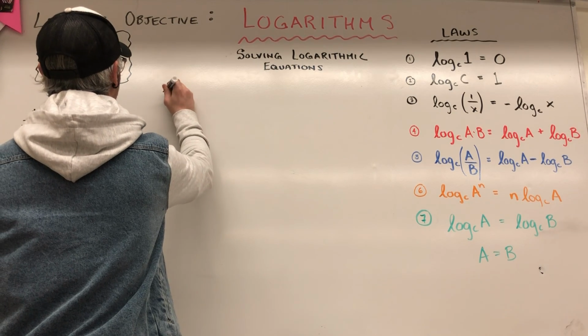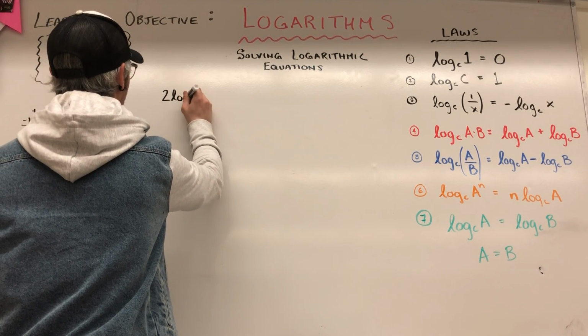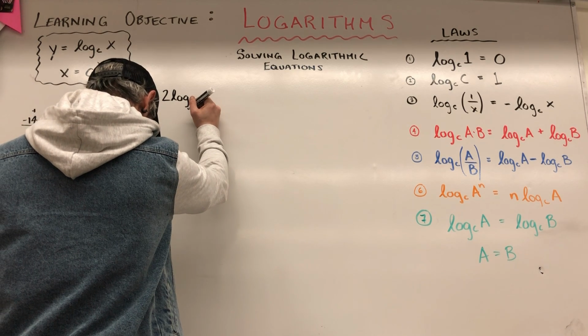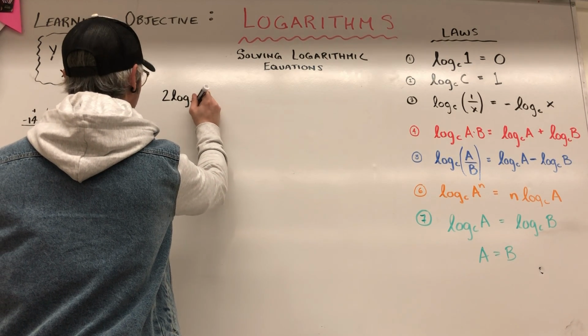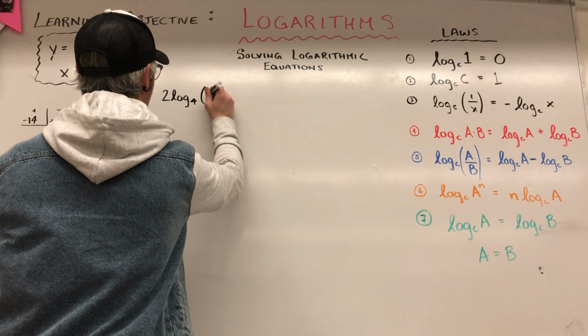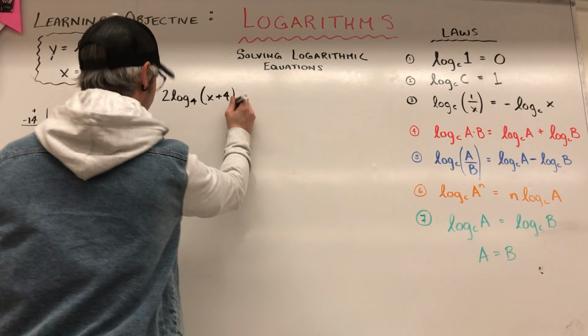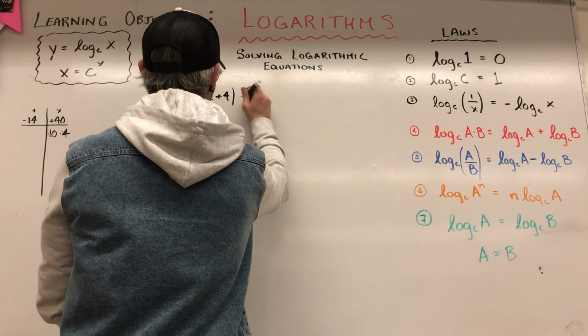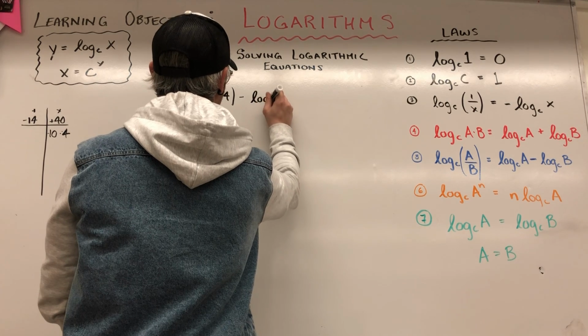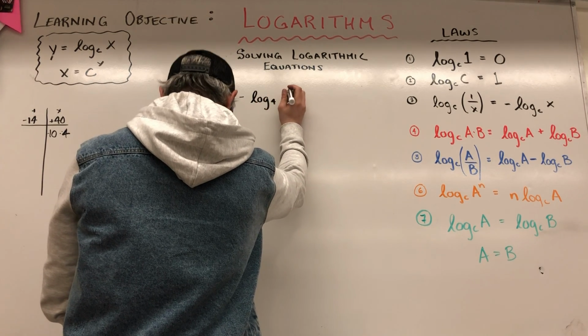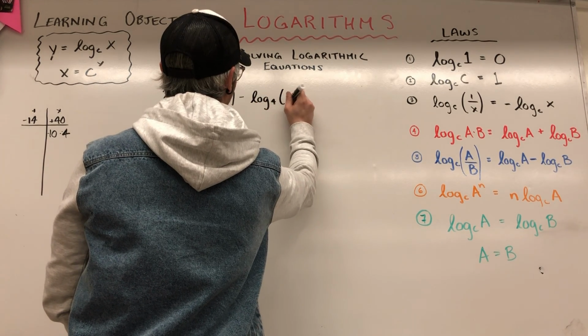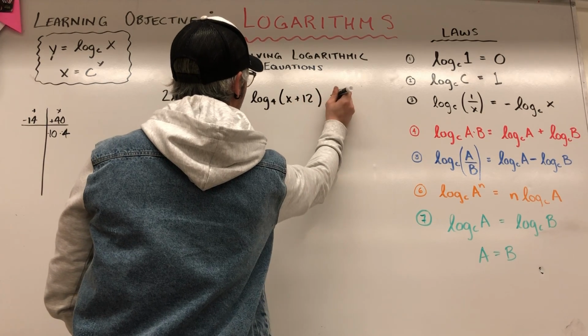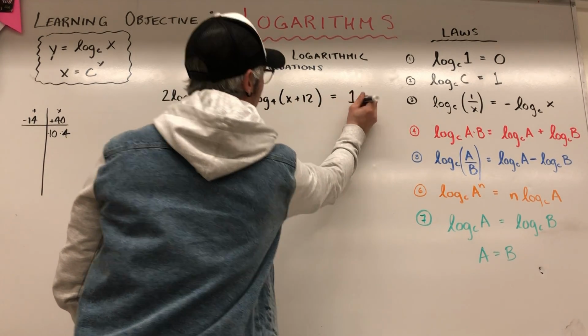So I got 2 log base 4 of x plus 4, minus log base 4 of x plus 12, is equal to 1.